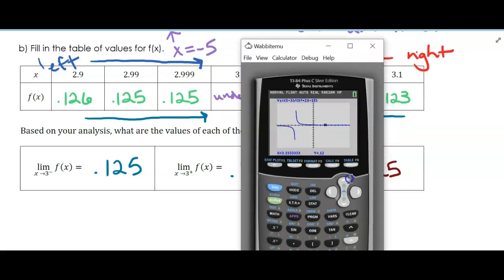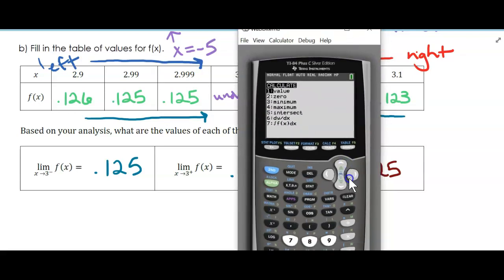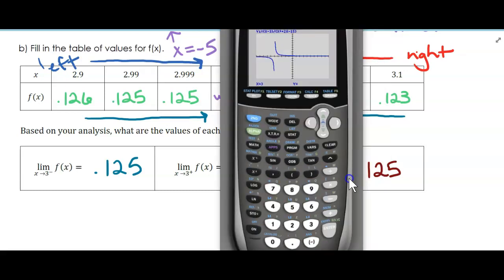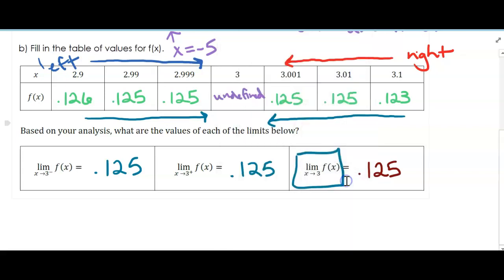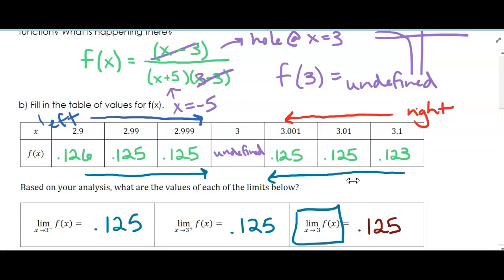And of course, if we were to do second trace to get to calc, and we look for a value, I'm going to click enter, and I type in 3, it's not going to give me anything because there is a hole there. And so this is a fantastic example of a situation where even though the function value doesn't exist, f of 3 is undefined, the limit as x approaches 3 of f of x exists, and it's 0.125.